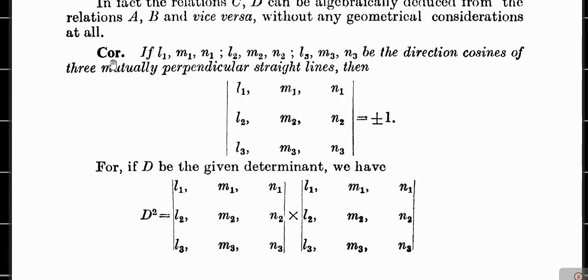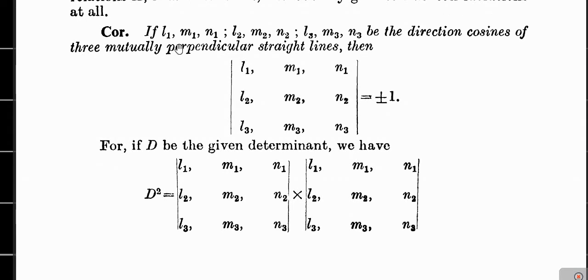Now next one is a corollary based on the above result. The corollary is, if L1 M1 N1, L2 M2 N2 and L3 M3 N3 are the direction cosines of three mutually perpendicular straight lines, then the determinant of L1 M1 N1, L2 M2 N2, L3 M3 N3 is equal to plus or minus 1. This is the corollary. We will prove this corollary.